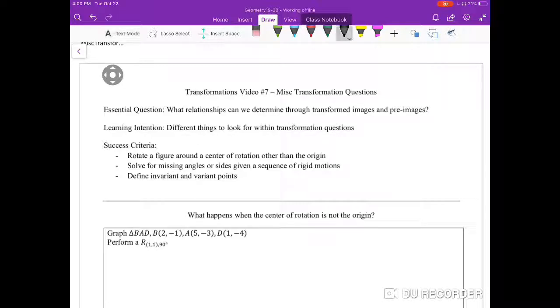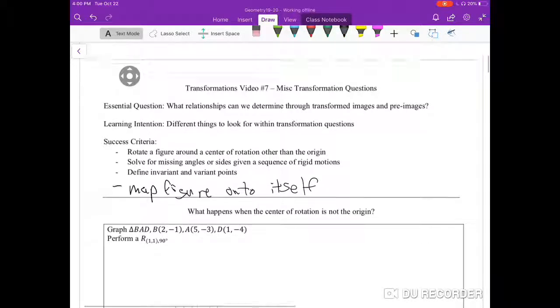All right, so there's just going to be some miscellaneous transformation questions using everything that we've learned from the first 6 videos. We are going to add one thing to our success criteria, all right? But we need to rotate a figure around a center of rotation other than the origin, solve for missing angles or sides given a sequence of rigid motions, define invariant and variant points. And what we're also going to do is map figures onto themselves. So map a figure onto itself, and we'll talk about that in the third example.